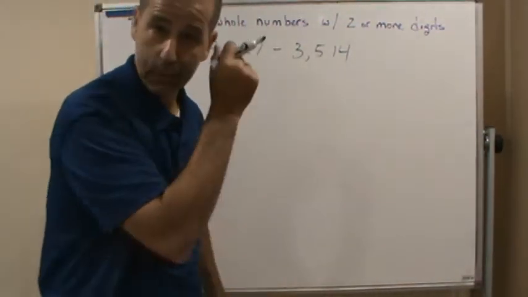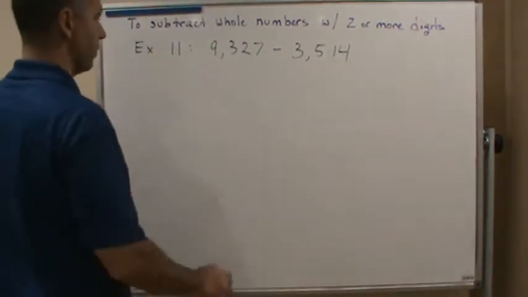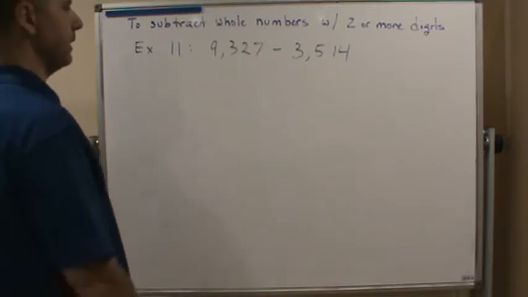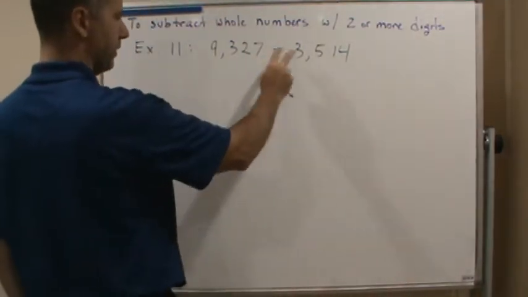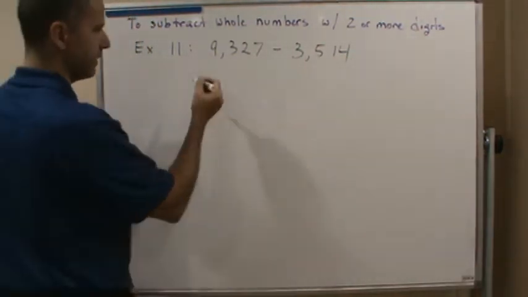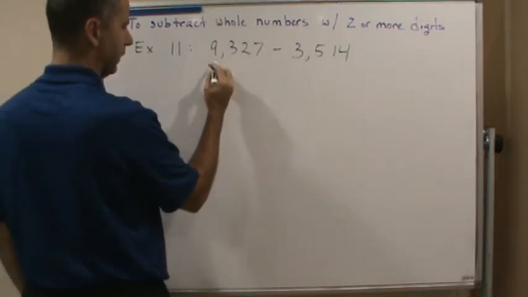Okay, so in this example, we're going to subtract two numbers. The two numbers that we're going to subtract are 9,327 minus 3,514. So this is the minuend, this is the subtrahend. And what we're going to do is first line these up in columns. So I'm going to take this number and just write it over here.